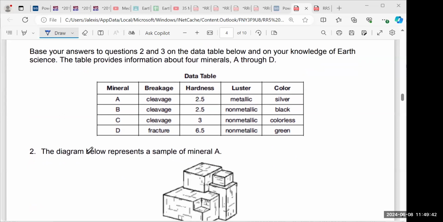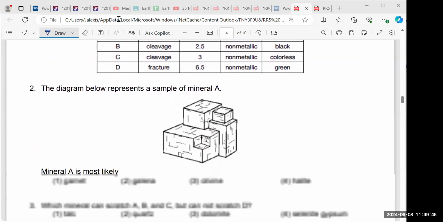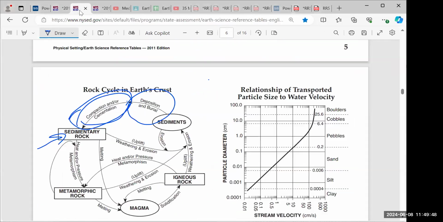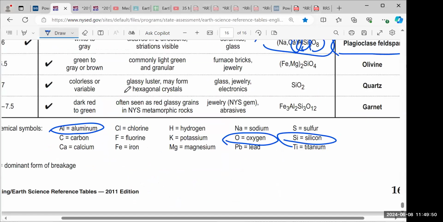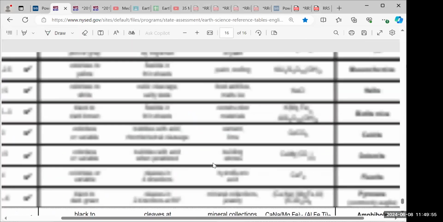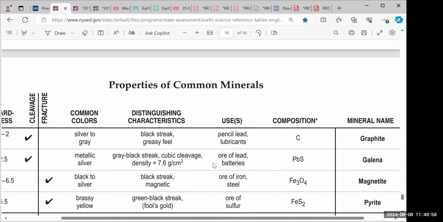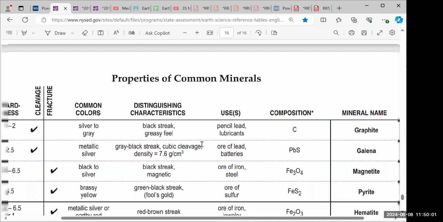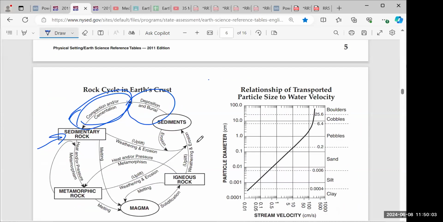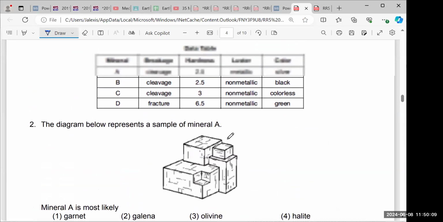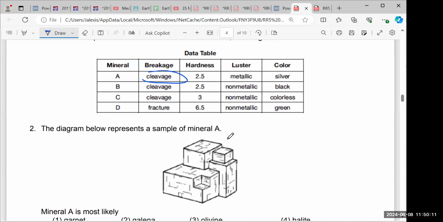Okay. Page 16, the properties of common minerals. And so what we're going to do is look at the characteristics for A. So A has a cleavage breakage, a hardness of 2.5, a metallic luster, and the color is silver.